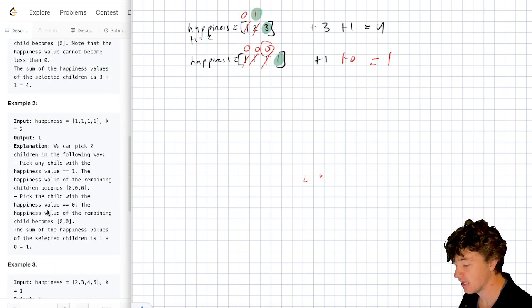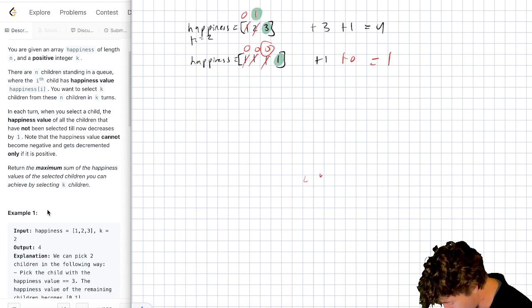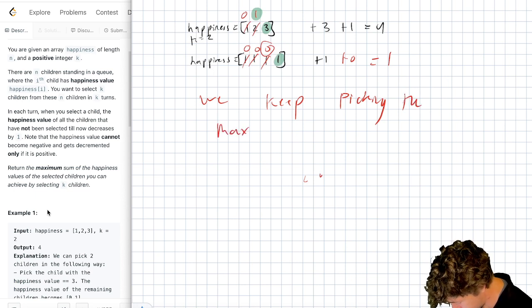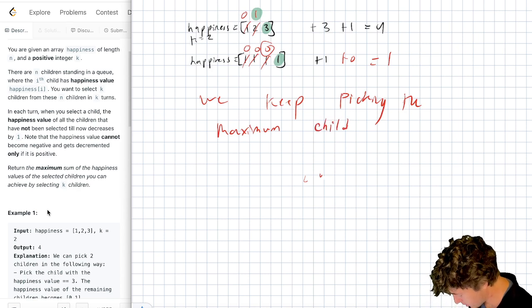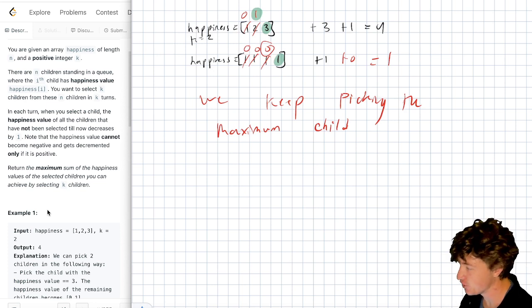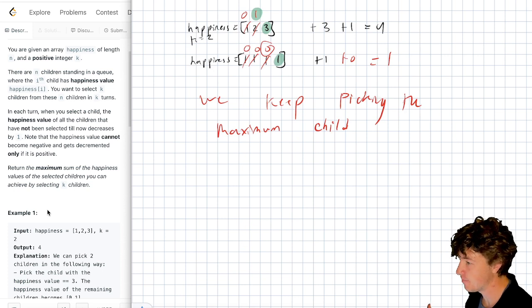Hopefully that's pretty intuitive. So if we want to maximize our happiness score, we keep picking the maximum person. Maximum child, I guess. So that's the only observation here that's really important. For k children, we should always pick the k largest children. Okay? That seems pretty intuitive. If I want to maximize the happiness, then keep picking the kid that's the happiest.